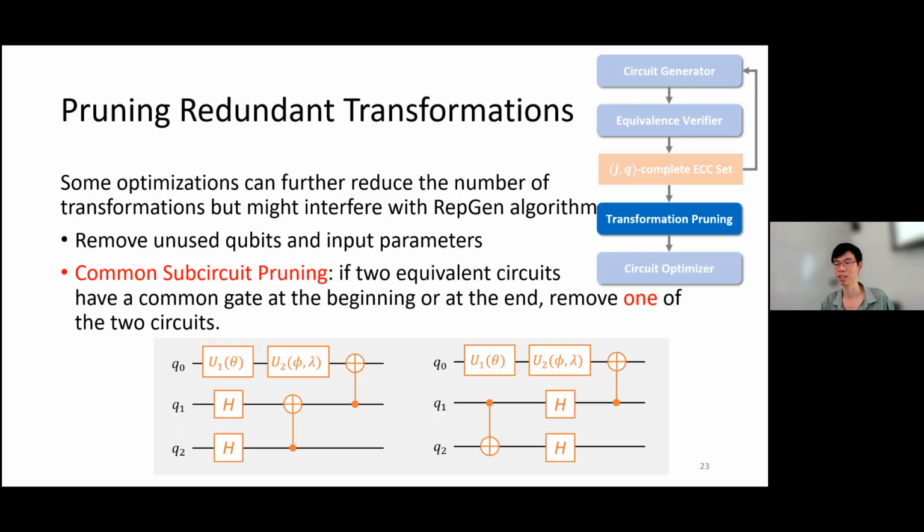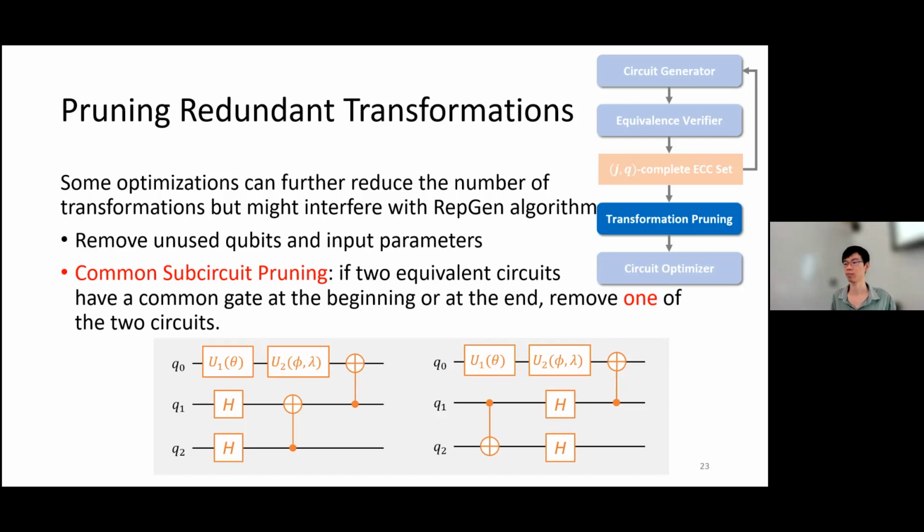And another is common subcircuit pruning. So if 2 equivalent circuits have a common gate at the beginning or at the end, we can remove one of the 2 circuits. So what does this mean? We can see that the 2 circuits at the bottom are equivalent, but they are equivalent just because 2 Hadamard gates with a CNOT is equivalent to a flipped CNOT with 2 Hadamard gates. And the 3 gates on the above are useless.